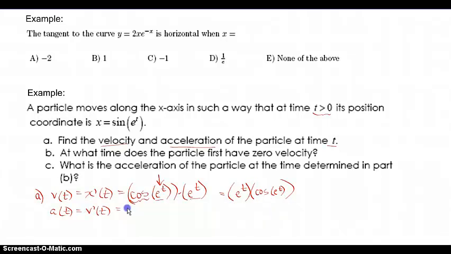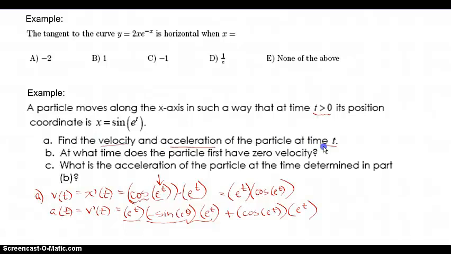So this is a product. It's 1 d2, chain rule, derivative of the outside, not changing the inside, times the derivative of what's inside. So there's 1 d2 plus 2 d1. So there is the acceleration for the particle at any time t.